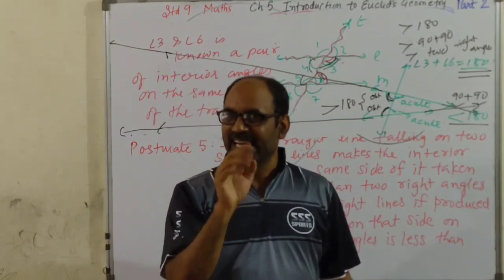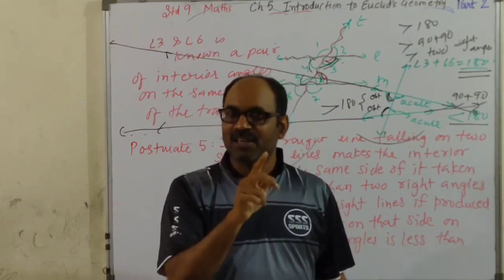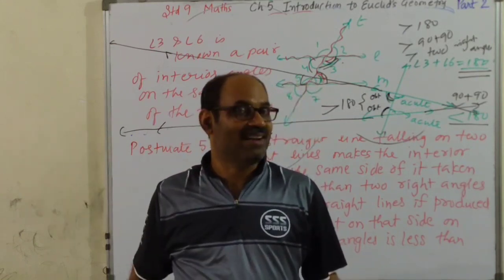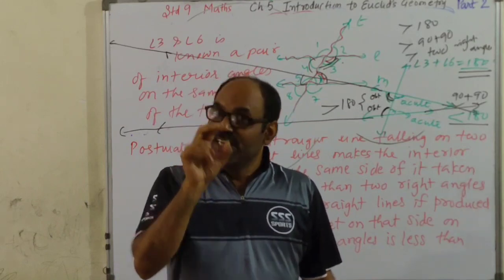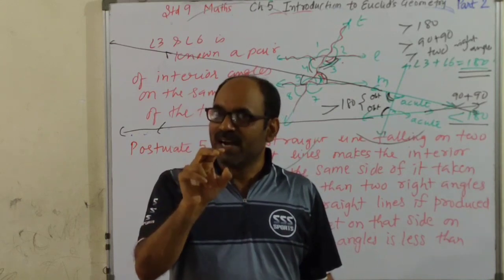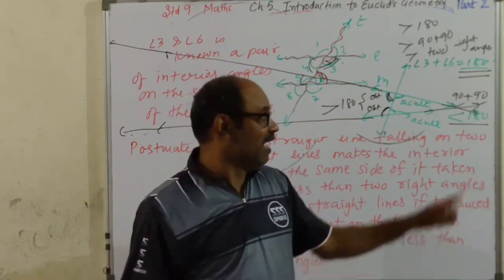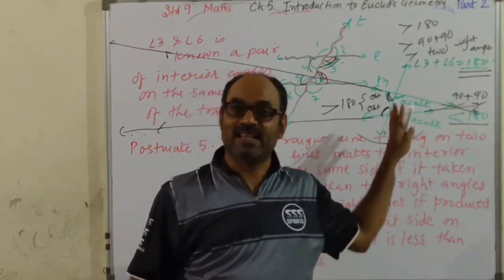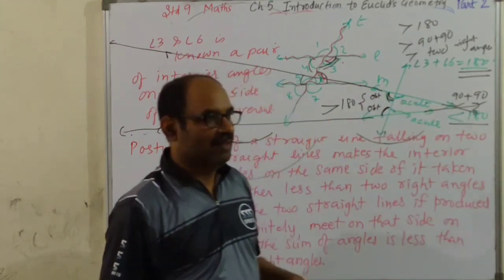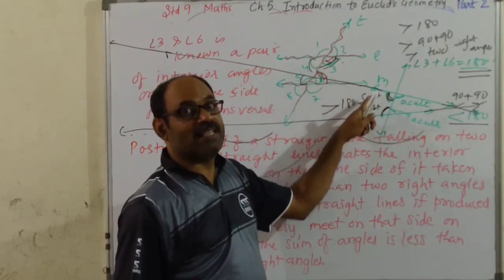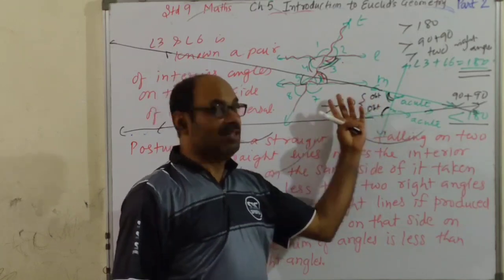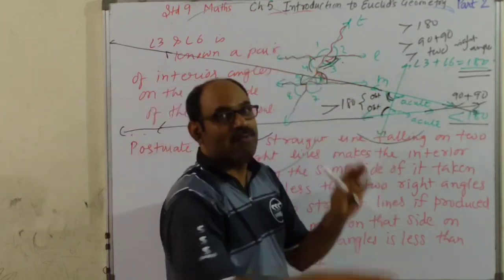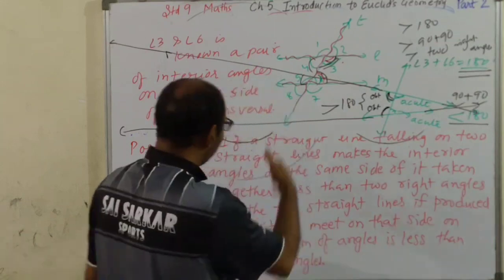If in a pair of interior angles on the same side of a transversal, the whole measure is equal to 180, in other words equal to two right angles, then those lines are going to be parallel. If the whole measure is less than 180, meaning less than two right angles, then those two lines will meet each other when produced further on that side. If it is more than 180, meaning more than two right angles, then if the lines are produced on that side, they will never meet each other. This is the statement here.